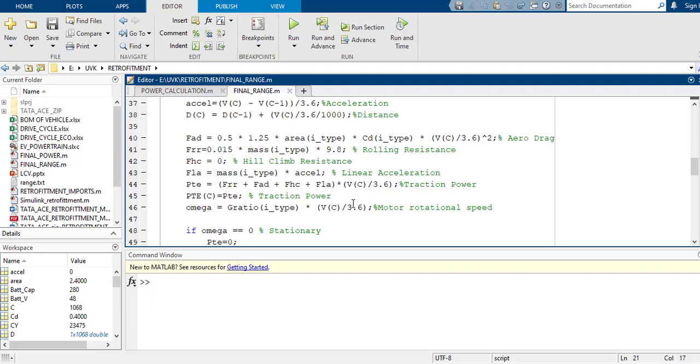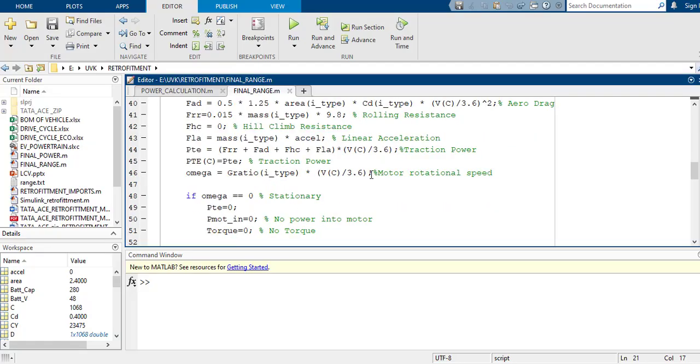So what is the motor rotational speed? It is 2 pi n by 60. If we multiply it by the gear ratio and the tire radius, then we will get the motor speed of the vehicle. Then we put one condition that when the omega is 0 and our traction power is 0, then at the output of the motor there is no power and no torque.